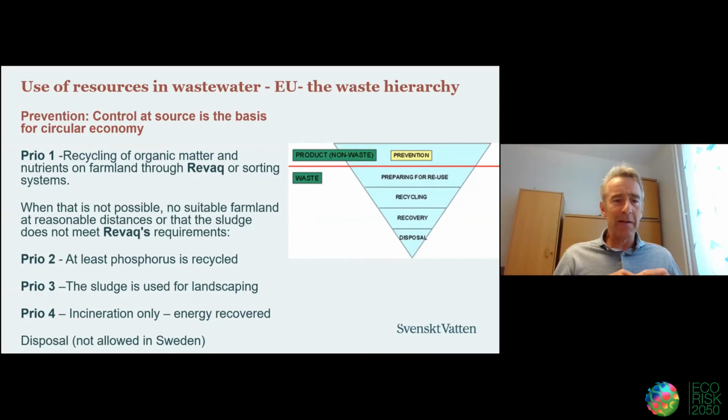Then if we cannot reach the quality, or there's no suitable farmland at reasonable distances in a long country like Sweden, we can go to the next step, recycling, where at least phosphorus should be recycled. It is a great advantage if nitrogen and carbon can also be recycled. When that is not possible, the sludge and the residuals could be used for landscaping if they are of the right quality. The last step, priority 4, is incineration only, where we only have energy recovered. And of course, we also have the disposal step, which is forbidden in Sweden and in many other European countries.